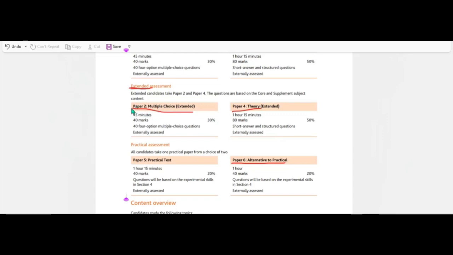So paper 2, multiple choice questions. 4 options, you have one question, you choose one of them. One of them is right. 40 marks, 40 questions, and obviously just like the other two, it's also externally assessed, because it's a board exam. So 40 marks, 40 questions, 30% of your grade.